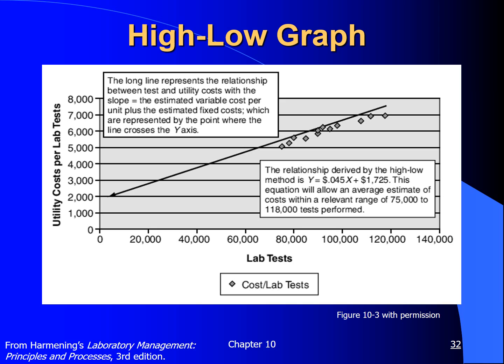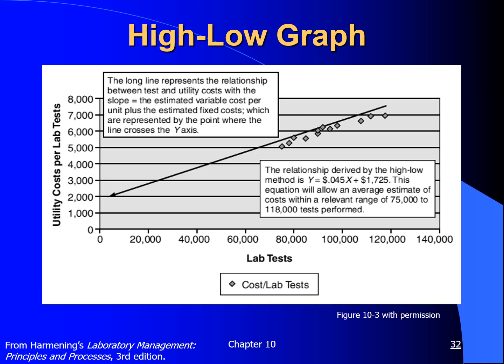This figure is an example of a high-low graph. The graph shows a relationship between the two variables, namely, the utility cost and the number of tests performed. A cost formula that determines the levels of fixed and variable costs can then be used to estimate or budget future costs. The long line represents the relationship between tests and utility cost, with the slope equal to the estimated variable cost per unit, plus the estimated fixed cost, which is represented by the point where the line crosses the y-axis.